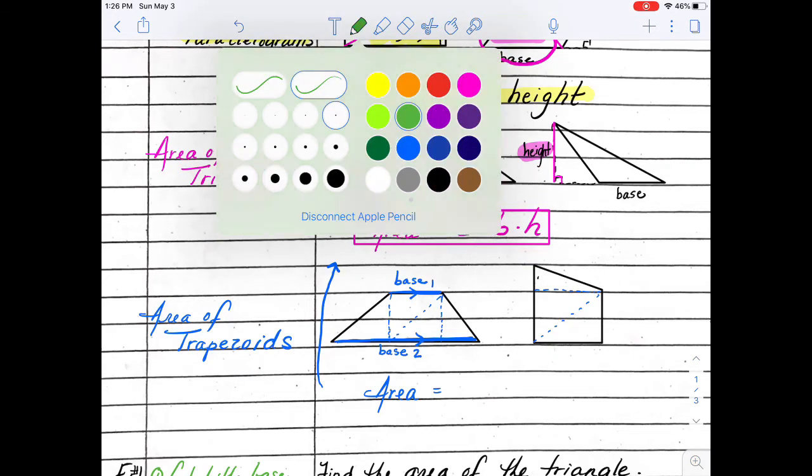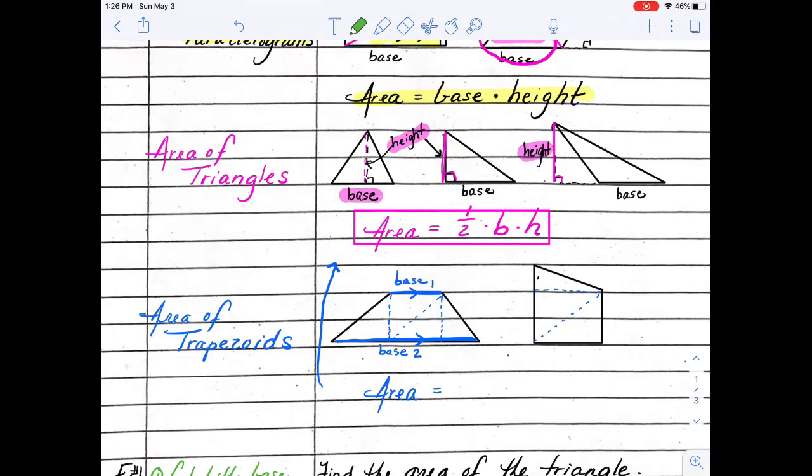Now the height, which we still work with all the time, here's that height up in this one, is the distance between those two bases. So that 90-degree side, this would be my height.